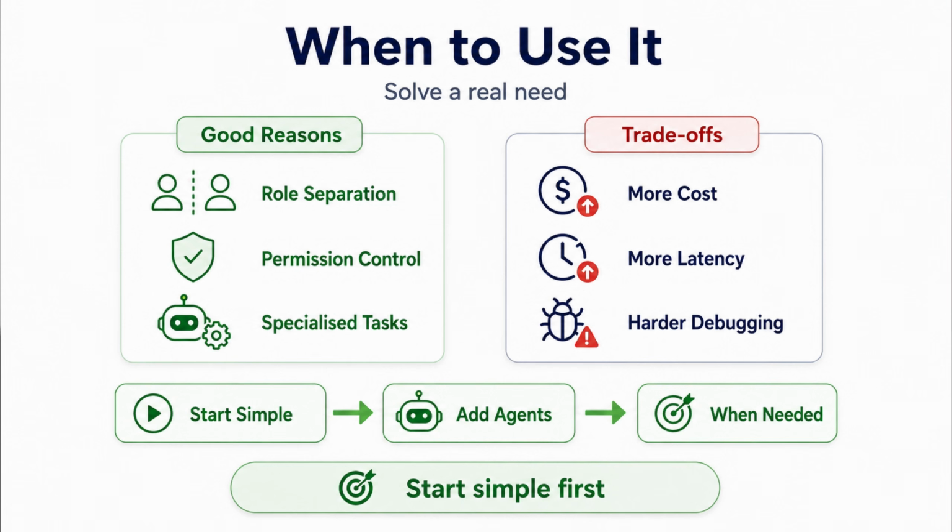But this is also where we need to be careful, because more agents do not automatically create a better system. As the number of agents increases, the workflow becomes slower, more expensive, and much harder to debug. So if the final output becomes incorrect, it may be difficult to identify which agent created the problem or whether the issue happened during the communication between the agents. Because of this, it's usually better to start with a simple design and move towards a multi-agent system only when there is a genuine need for role separation, permission separation, or specialized workflow.